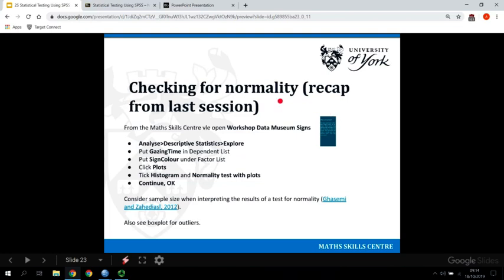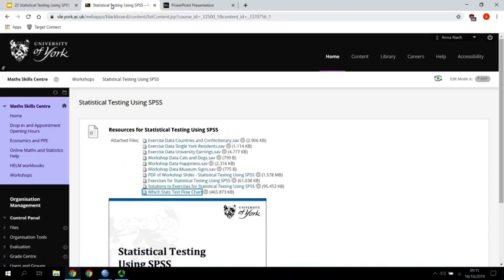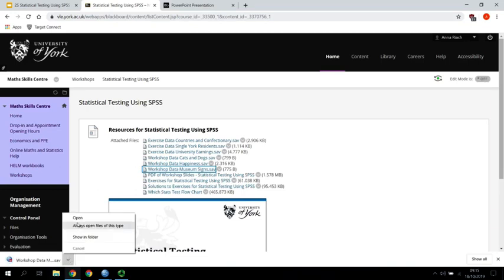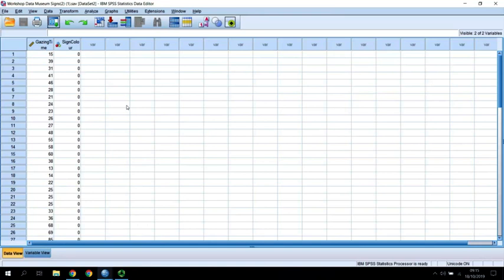If you joined us for getting started with SPSS, it might look familiar. And that's because it's a recap from that session. I went through how to test it in SPSS in that session, but I didn't necessarily explain it. So to do that, we need some data. This is pretend data. You can find it on the Math Skills Centre VLE where you found this video. And the data I want you to open up is called Workshop Data Museum Signs. So if we go there, Workshop Data is here. We click on Museum Signs. Your SPSS might take longer to open up, and that's absolutely fine.